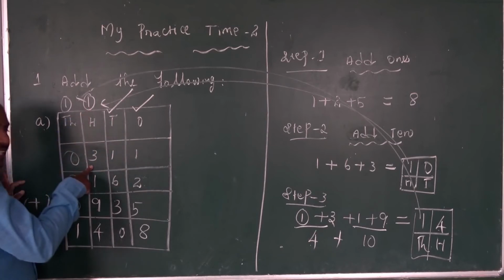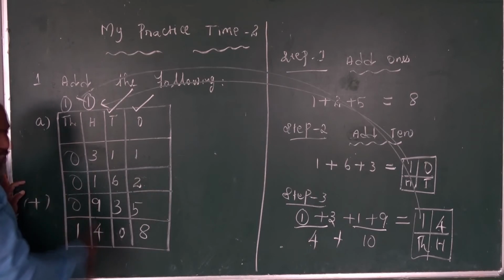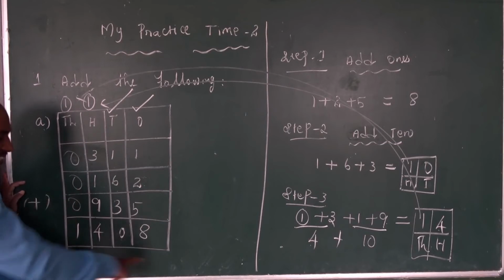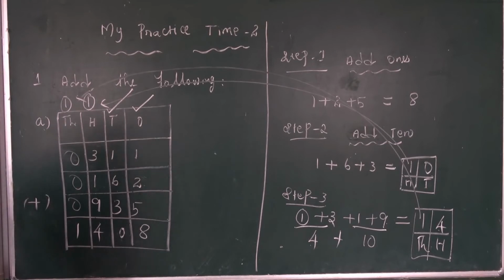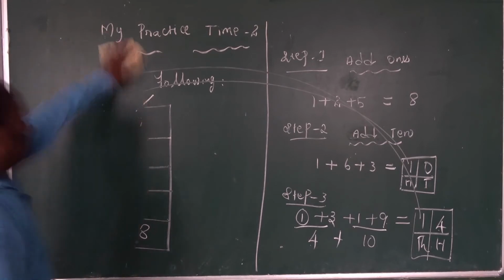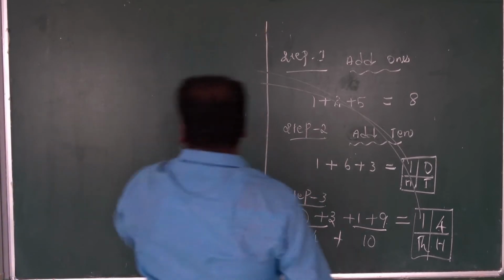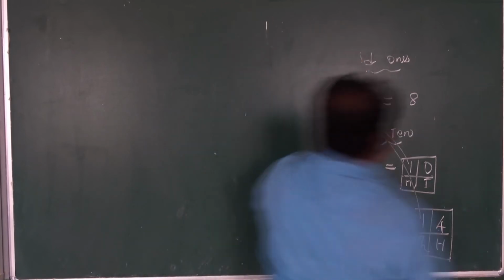1 plus 3 is equal to 4, 4 plus 1 is equal to 5, 5 plus 9 is equal to 14. So write the 4, balance 1. Bring down the number 1. Our answer is 1408. The next one, B part. We add the following 3 three-digit numbers.